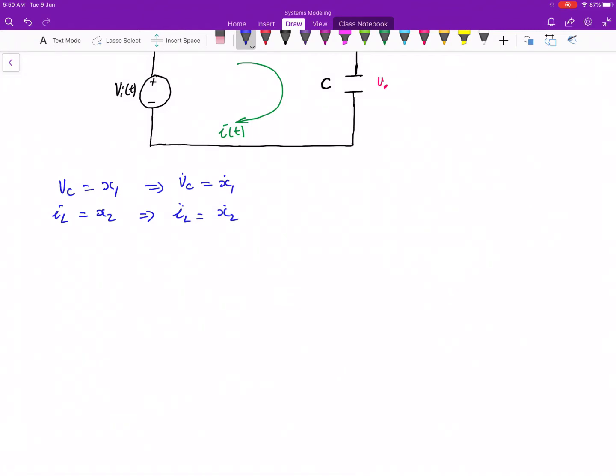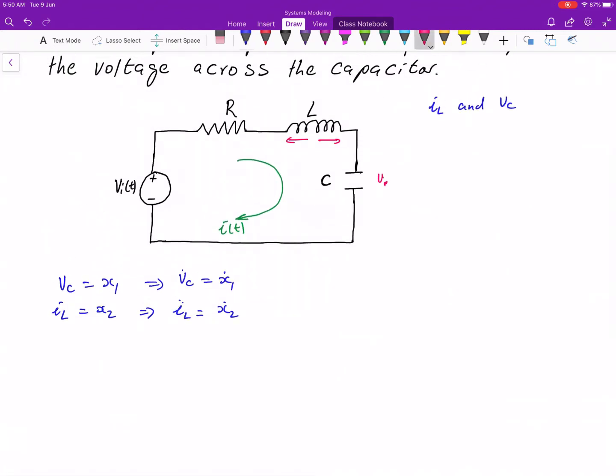From the circuit, we can see we have our current going through here, and our current IL is here, and a current IC here. And we can see that IL and IC are the same. So we can say that IL is equal to IC, and we know the equation of IC is C dVc/dt. So we know what IL is.